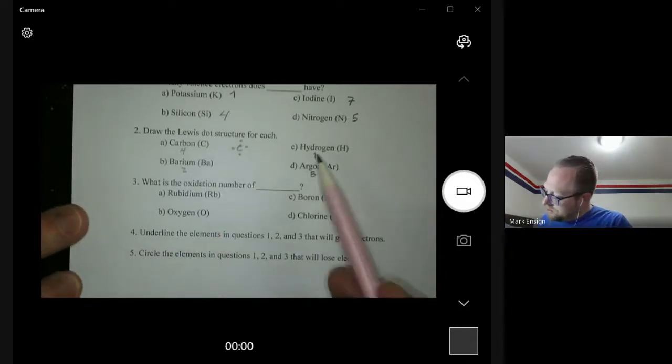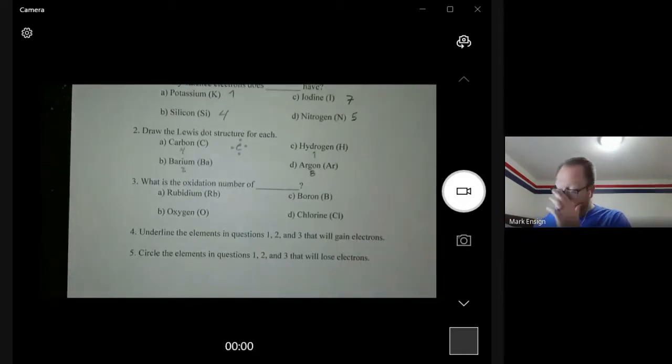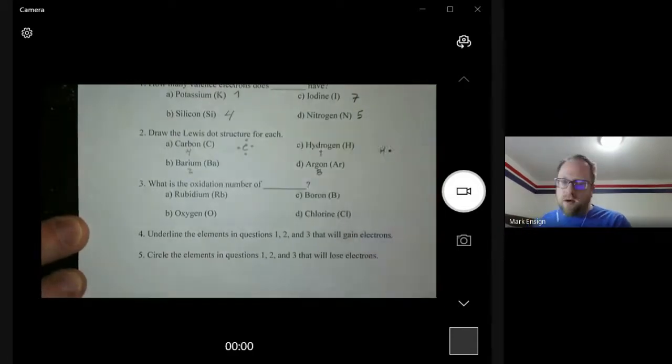So let's go over here. I'm just going to do hydrogen, and then I'll let you do the other 2 on your own. Hydrogen has 1 dot, so that one's going to be easy. It's just going to be an H, and then 1 dot.